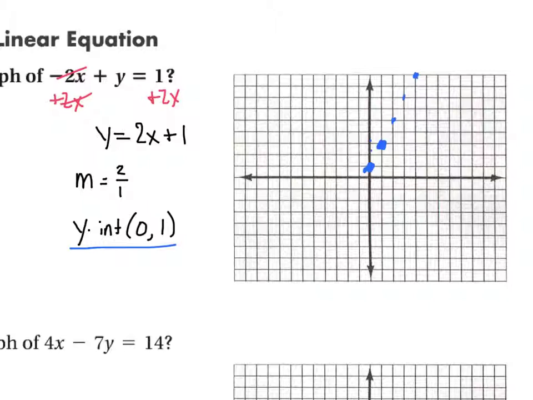Same thing with slope. We have 2 over 1. Well, I could rewrite that as -2 over -1, which means I could count my slope going down 2, left 1. And notice when I do that, I still get the same line. I still get the same slope. So we grab our straight edge and we do our best to draw a good straight line through those points. And there we go. We have graphed it.